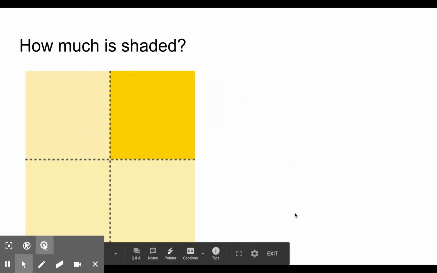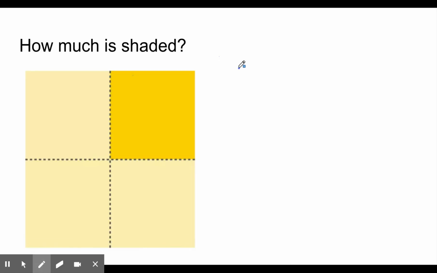How much is shaded on this square? We wouldn't just say 1 is shaded, because if the whole thing was shaded, then it would be 1. But there are some parts that aren't shaded, and then we need to represent those parts. So how many parts is this square? Let's count. 1, 2, 3, 4. 4 parts. And out of those 4 parts, 1 is shaded, so that 1 goes up on top.